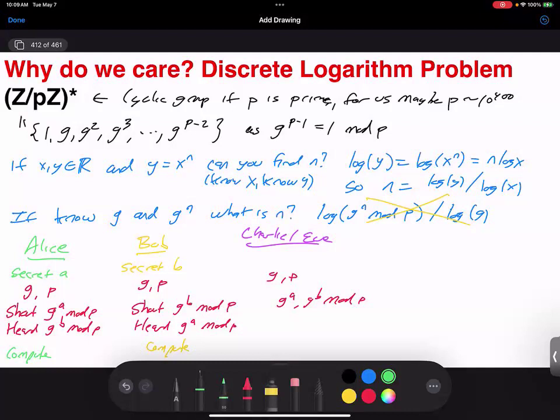Well, if you get G to the A plus B, Charlie can compute G to the A plus B. So you can't multiply G to the A and G to the B. You can do something else. What could you do?